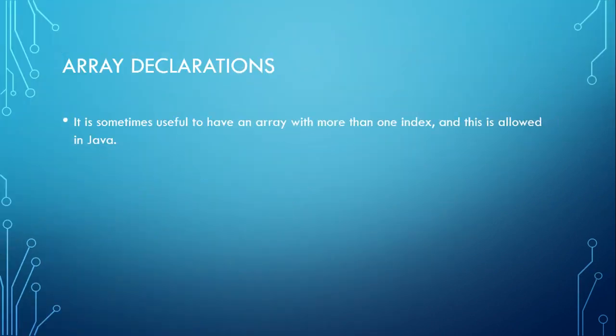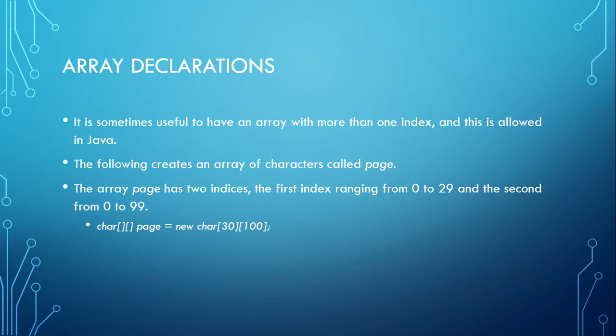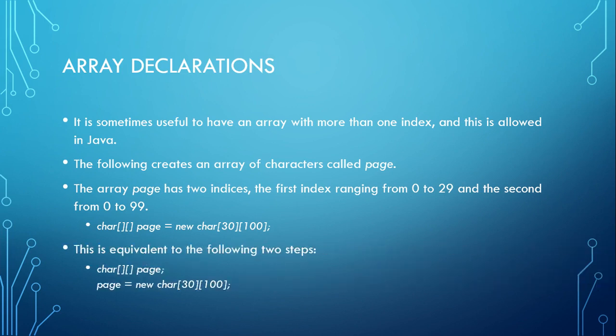So let's start with array declarations. It is sometimes useful to have an array with more than one index, and this is allowed in Java. The following will create an array of characters called page. The array page has two indices, the first index going from 0 to 29, and the second index from 0 to 99. So: char[][] page = new char[30][100]. This is equivalent to the following two steps: char[][] page; and then page = new char[30][100]. So it's just like what we've seen when we've done variables and single-dimensional arrays. Same process, except now instead of one set of brackets, we have two.